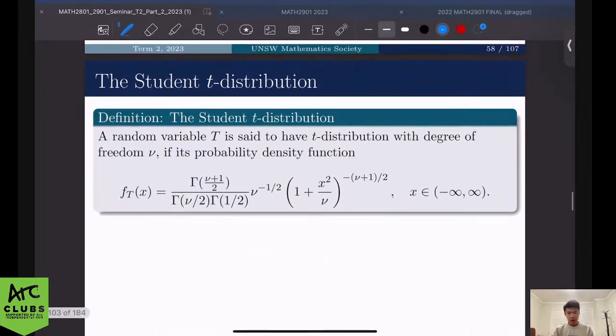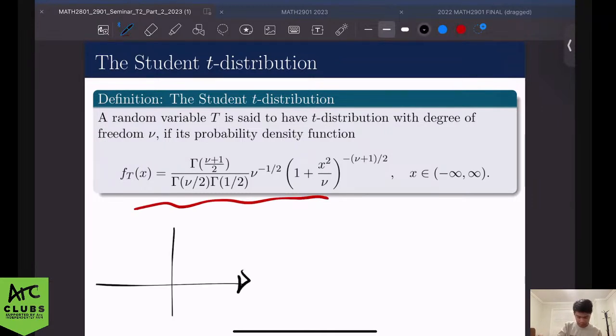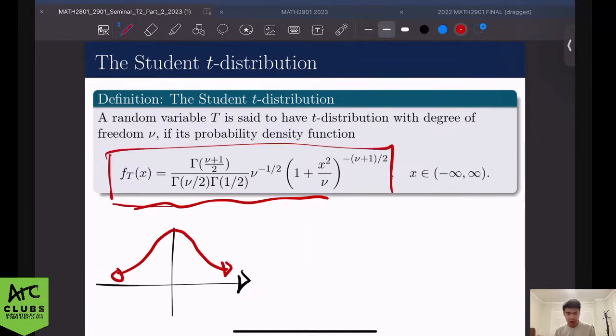Yeah, cool. All right, so the next thing we want to talk about is the t-distribution. It looks really scary, but all it is is some kind of distribution. It looks a bit like the normal distribution, so it's also symmetric. You don't need to memorize this. It's just kind of there for completeness.